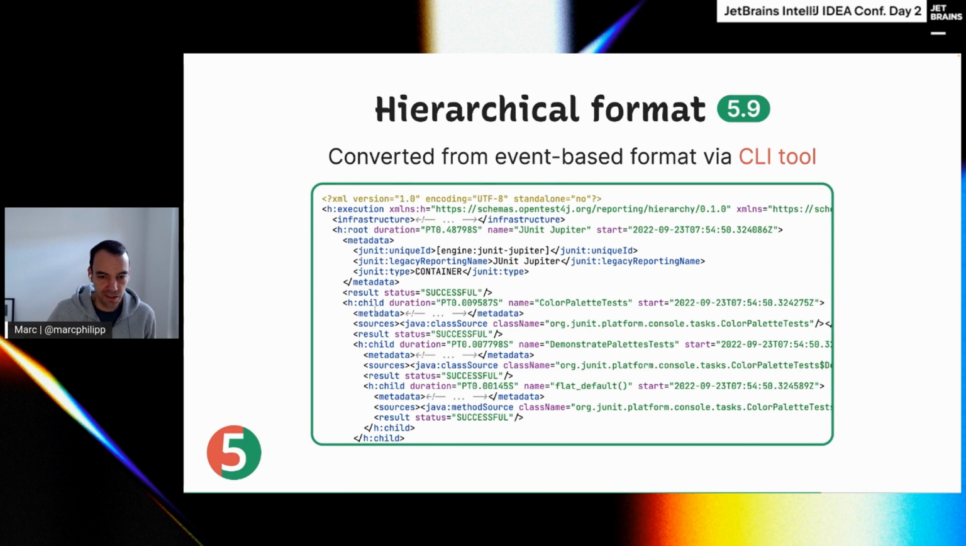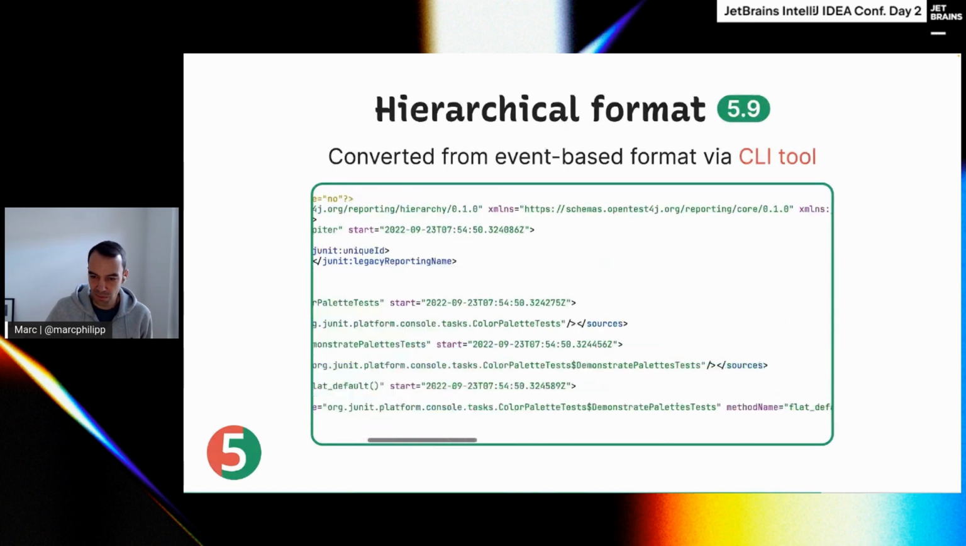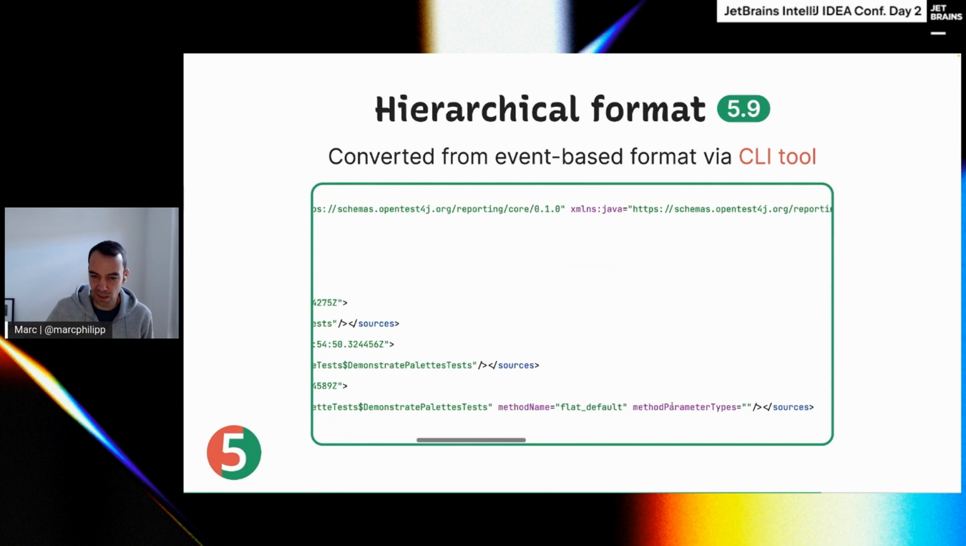Basically here, the root is the engine, JUnit Jupiter. And you can see there's a child here, which is this color palette tests. And this one has another child, which is the demonstrate palettes test, which is the nested class in this case. And that has another child, which is the flat default method. Is it a method? Yes, you can see it uses a Java method source. Here's the class name, its nested class, and the method name is flat default.